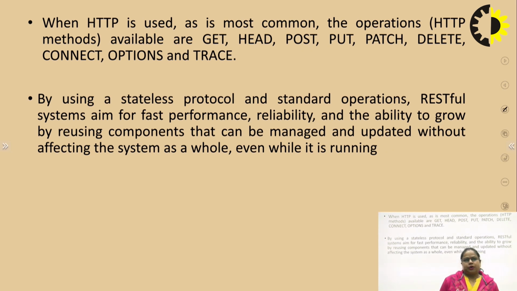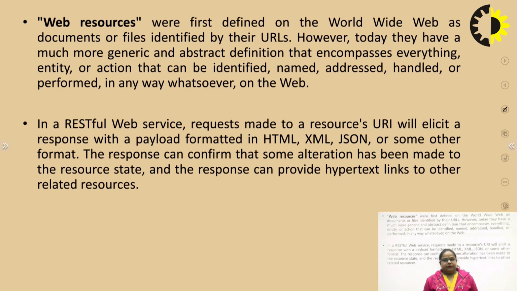Now if I'm talking about RESTful, its main aim is fast performance, reliability and scalability, with reusable components that can be managed and updated without affecting the whole system. Web resources were the first on the World Wide Web, and they are identified by their URLs. It is very difficult to learn IPs, so that is why we provide URLs, so that we can easily identify the action or the entities that can be addressed on the web.